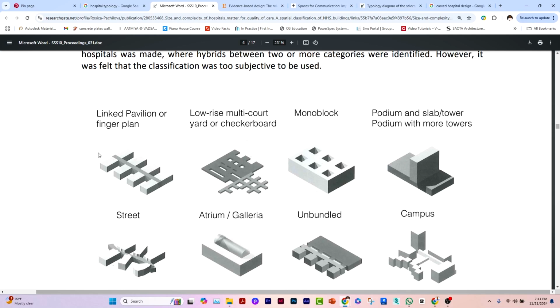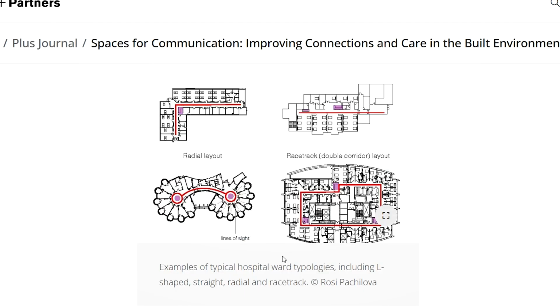So we have the linked or pavilion, we have the street view, we have atrium or galleria view, multi-courtyard view, monoblock. This is not everything you can get, but this is a starting point. So it goes to show you understand to some degree how hospitals work. If you do your research even further, like you can see on my screen, you can see other design layouts. So it's not just those basic forms. We have H form, L form, T-shaped form for hospitals.